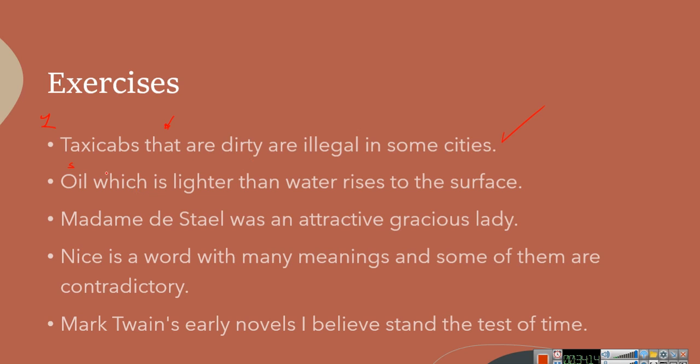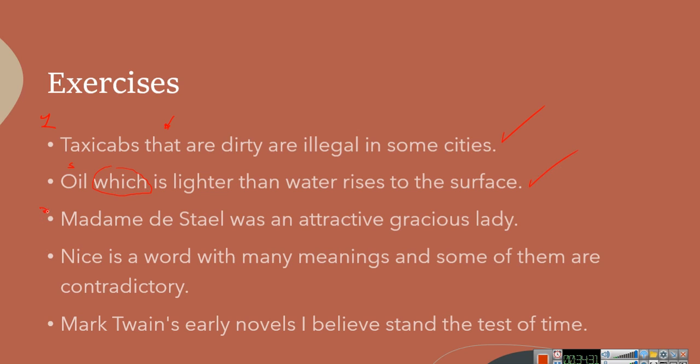It doesn't have a verb, so I have a conjunction. It's the same case as the first sentence, so it's compounding the information. Oil, which is lighter than water, rises to the surface. Do I need a comma right there? No, I don't need it. Okay, how about this one?